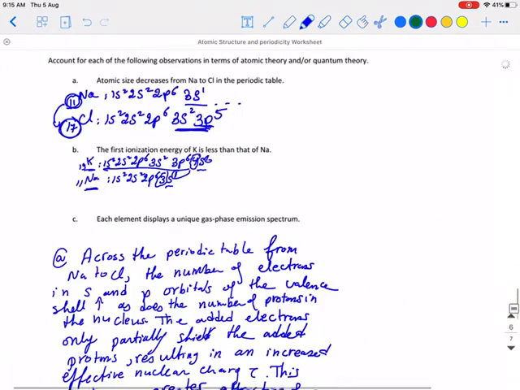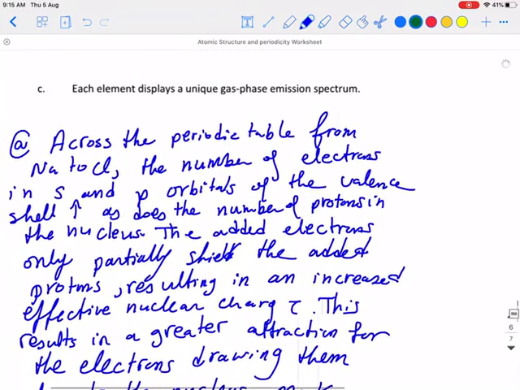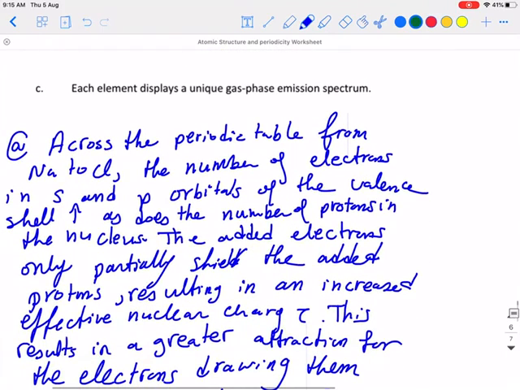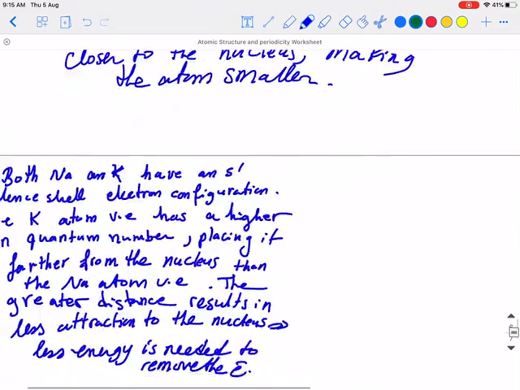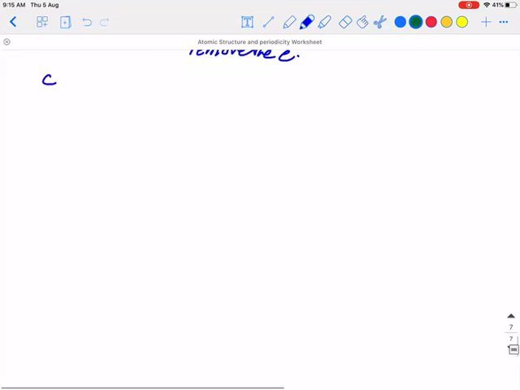Okay, now let us see part C. We have to account for why each element displays a unique gas phase emission spectrum. When we spoke about emission spectrum, we said that the lines of the emission spectrum differ from one element to another element. Why? It's because of the unique nuclear charge and electron configuration for each element, which makes it unique, that gives unique lines of spectrum.